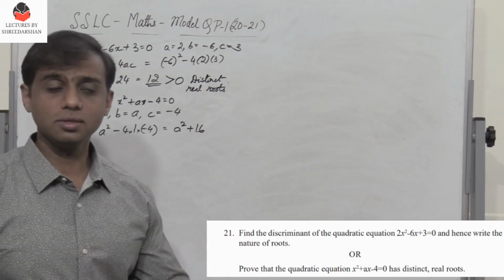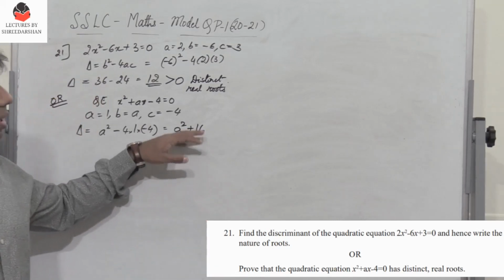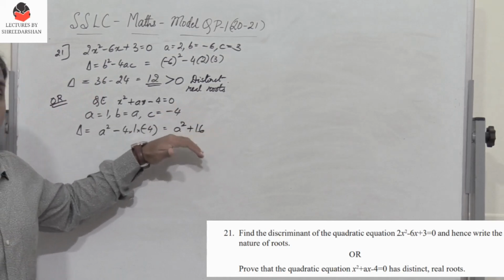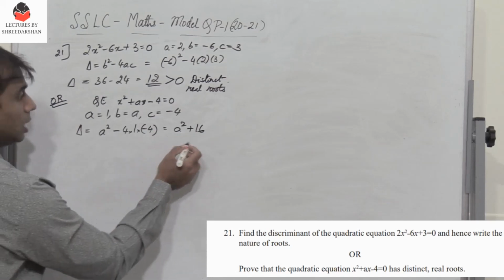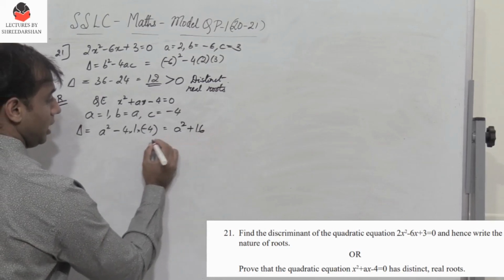Now we need to prove that this is always distinct and real. That is, the roots are distinct and real. So what do we do? How do we prove it? Now let us assume that the value of a is 0.